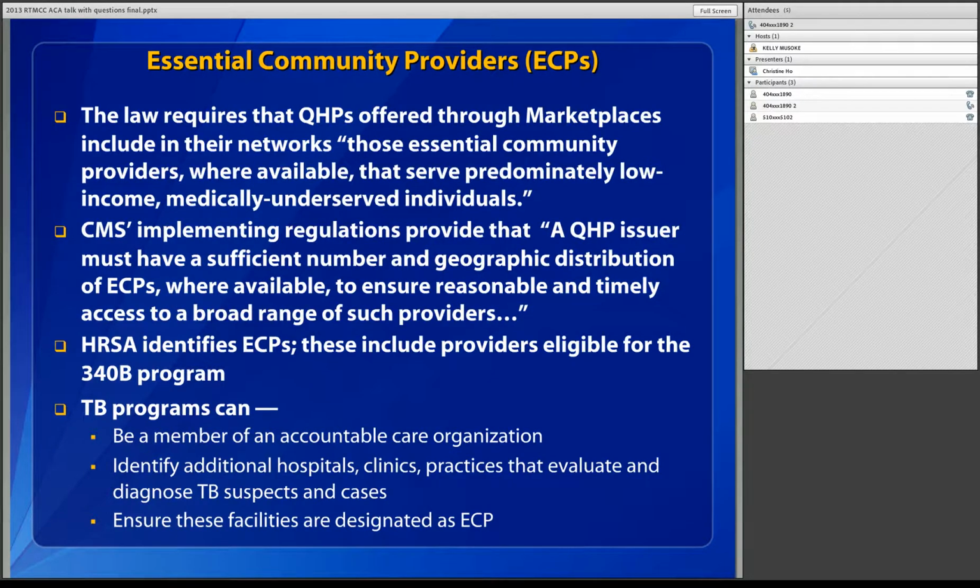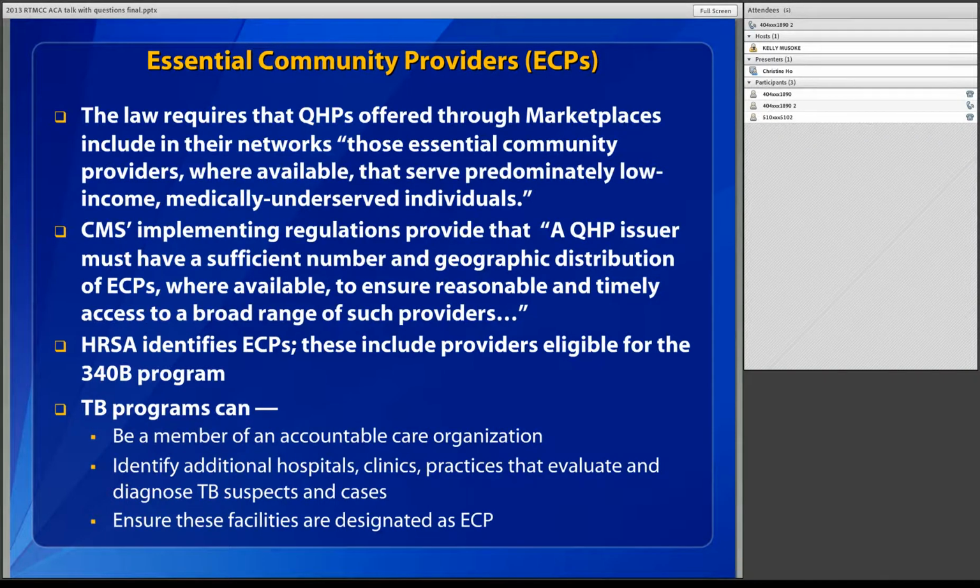So HRSA identifies essential community providers and includes those that are eligible for the 340B program. This is a federal drug discount program. So one of the ways that TB programs can ensure that their clients, those at highest risk for TB, are going to be cared for by providers that will be taking care of those newly insured that may be at high risk for TB is there are several ways.